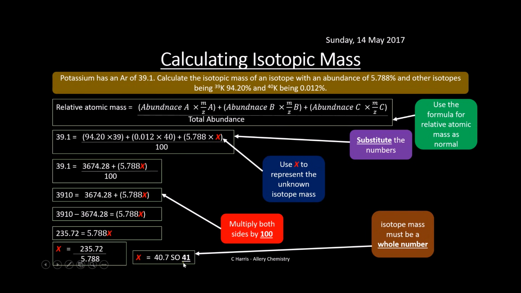So if we round that up to the nearest whole number, that's 41, because isotopes must have a whole number mass. That's why it's whole number. So make sure you do that. So the answer to this one is 41, and there's quite a few marks available there. But if you follow the method, you know how to do it, you should be fine.